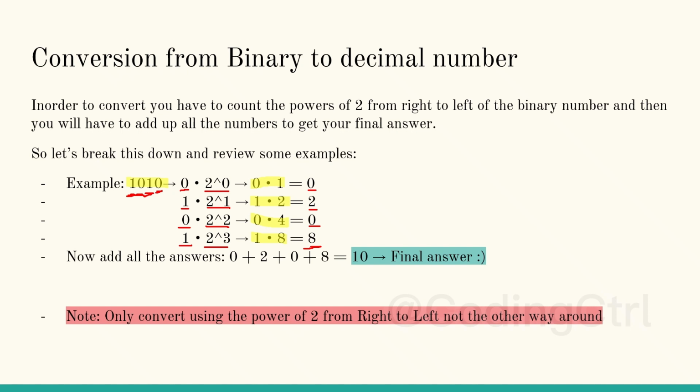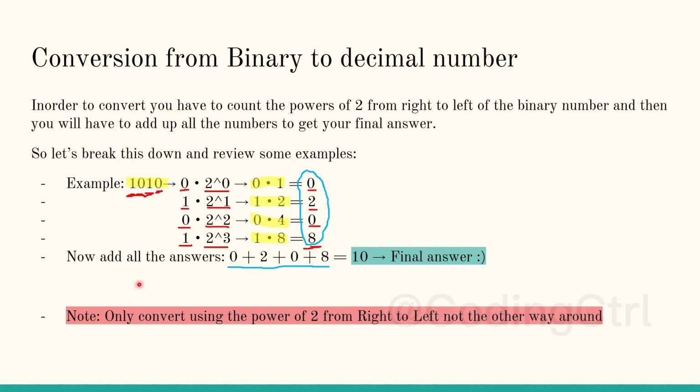You have to remember to add up all these numbers so you can get your final answer. So add up 0 plus 2 plus 0 plus 8, and your final answer will be 10. So this is your final answer after adding up all these numbers. And yeah, you did it.